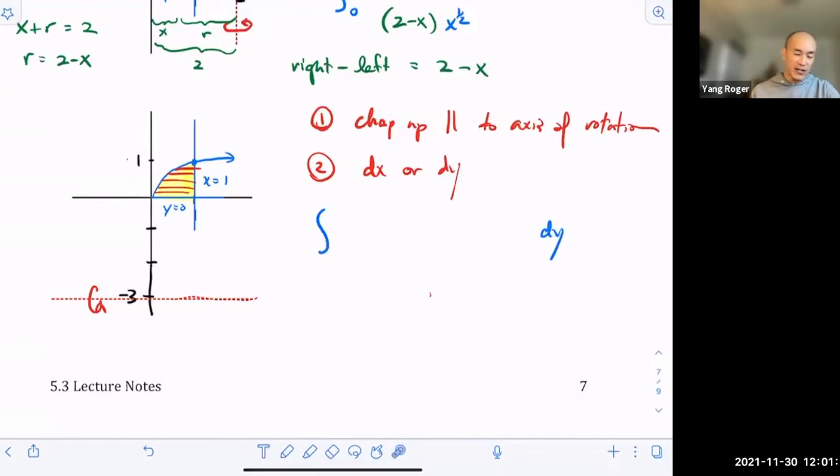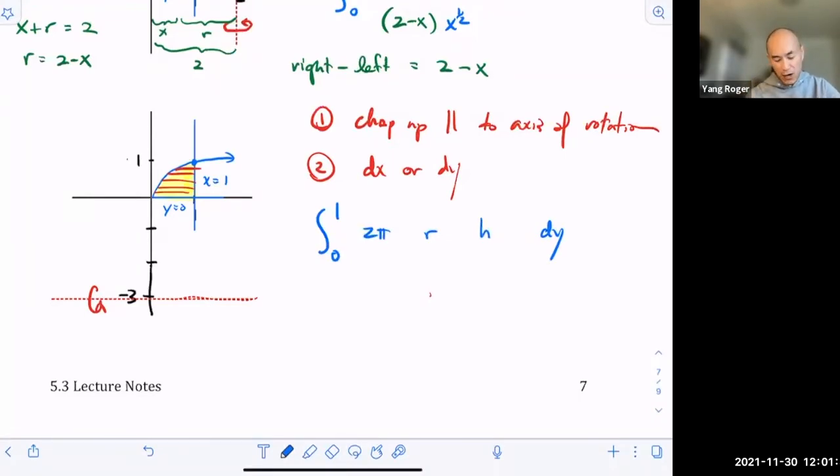Now look at your shaded region. What's the smallest y could be and what's the biggest y could be? What are the limits of integration? Zero to 1. I agree. We're going to put a 2 pi, we're going to put an r, and we're going to put an h here.